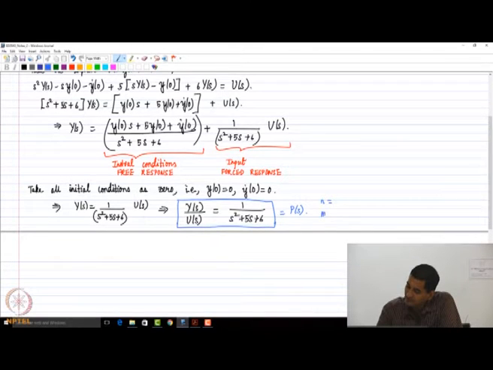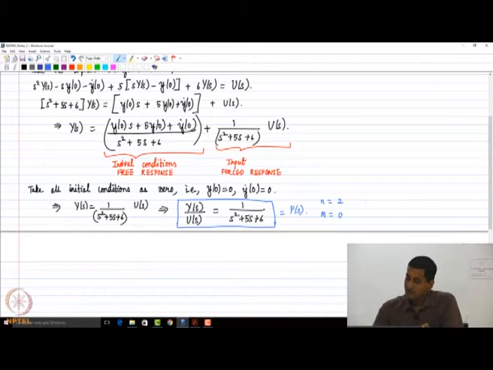Immediately we see the values of n and m. What did we learn as n and m? N was the order of the denominator polynomial of the transfer function, right. So what is n here? 2, right. What about m? 0, right. So n is greater than m, so we have a strictly proper transfer function.